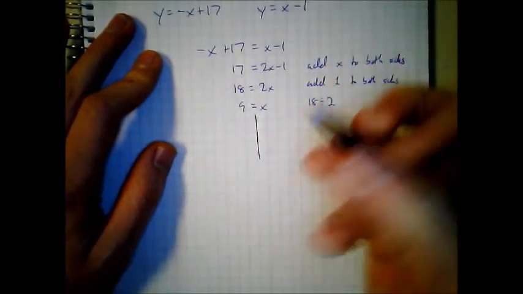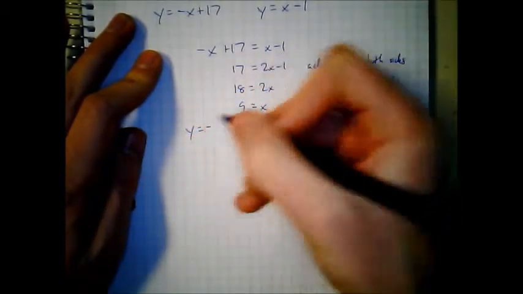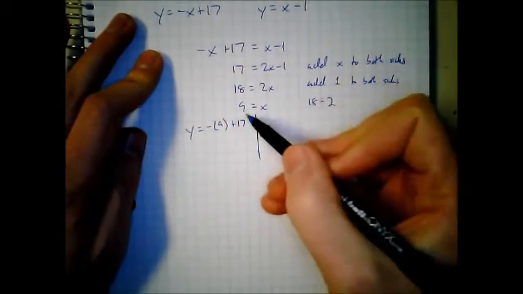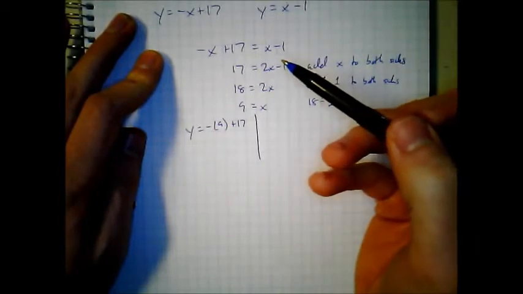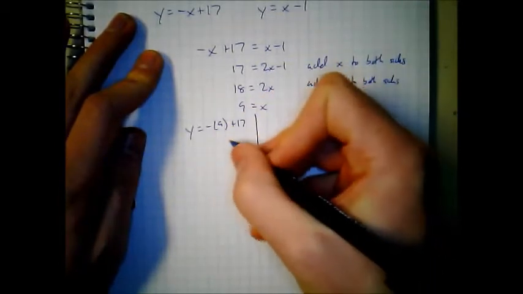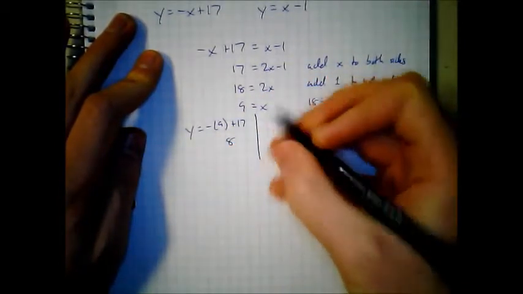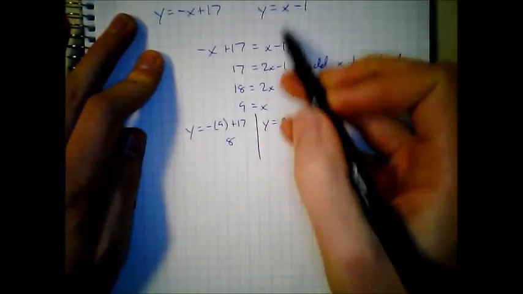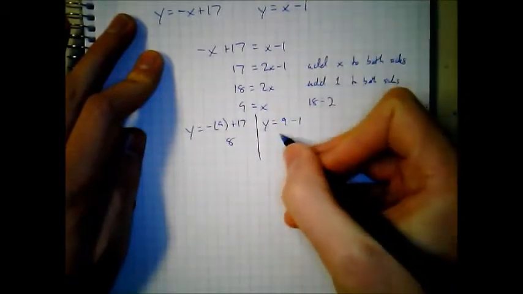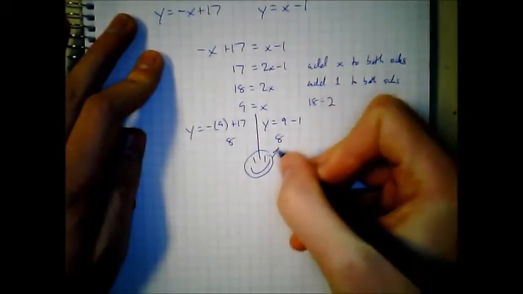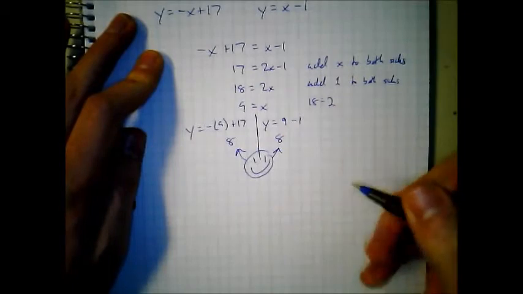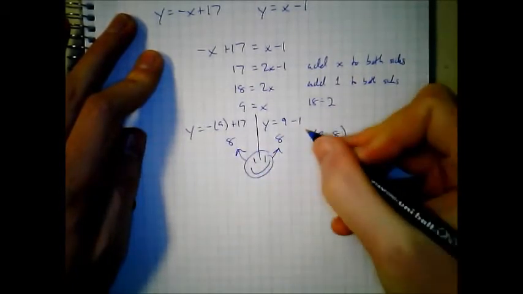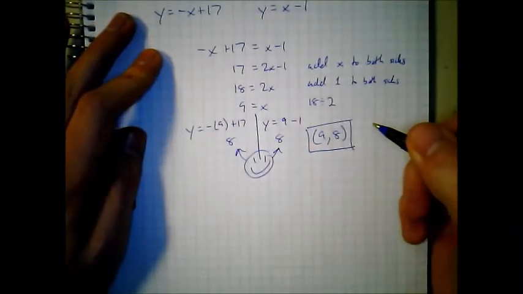Now we need to check, well, what does y equal? So y equals the opposite of 9 plus 17 in our first rule. We just substitute 9 back in for x in our first rule. Negative 9 plus 17 is positive 8. So we better hope we get positive 8 in our right rule, in our right expression. So 9 minus 1 is 8. So when x equals 9, both our y's equal 8. That's exactly what we want. So these two lines will intersect at the point 9, 8.